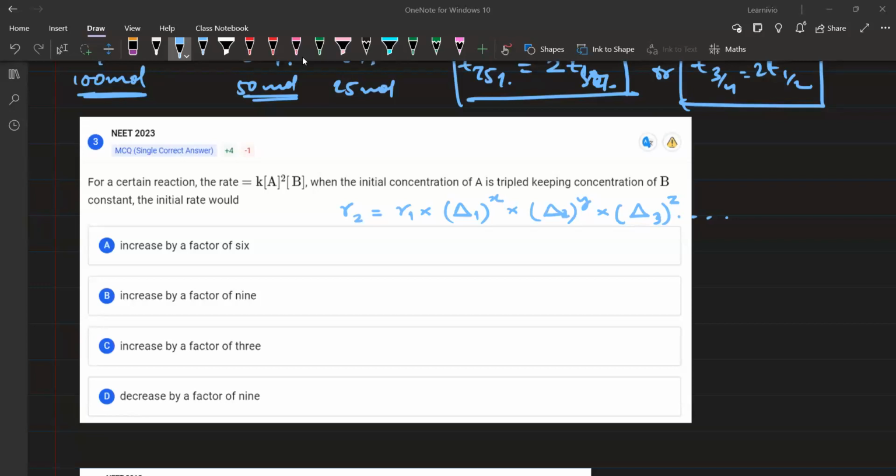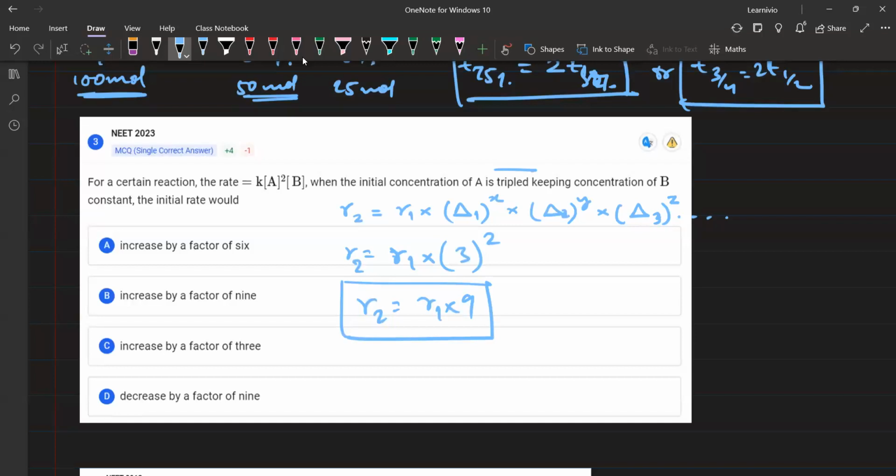See, so R2 is equal to R1, whatever change you are doing for a particular reactant to the power of the order, multiplied by the same if you are changing any other reactant. In this case, we are changing only one reactant. R2 is equal to R1 into whatever change we are doing. We are tripling it, so tripled to the power of 2. So R2 will be equal to R1 into 9. The rate is increasing by 9 times.